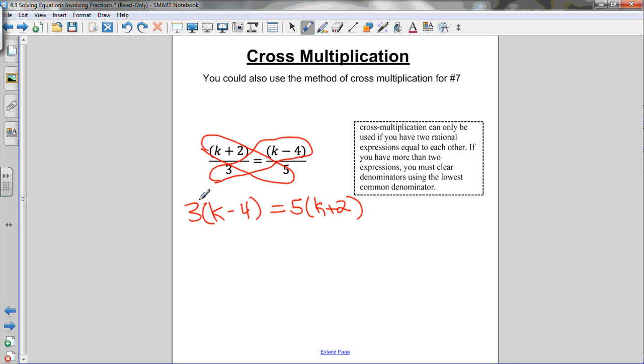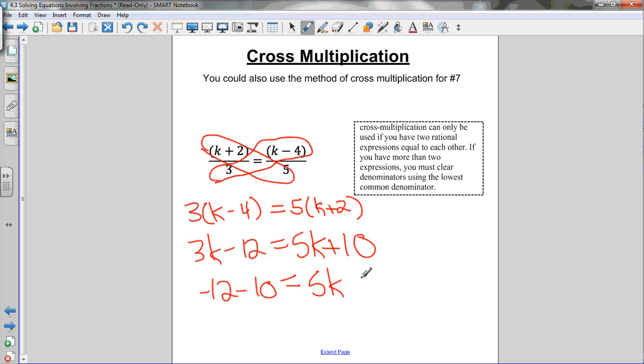And now simplify. Distribute your 3. Okay, 3k minus 12 equals 5k plus 10. Collect all your variables to one side and all your constants to the other. I'll collect the constants to the left. So negative 12 minus 10 equals 5k minus 3k. I get negative 22 equals 2k.